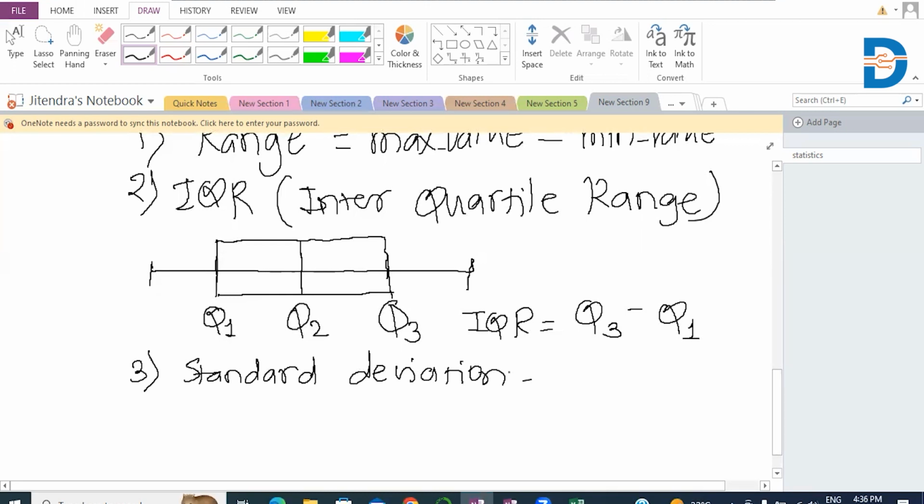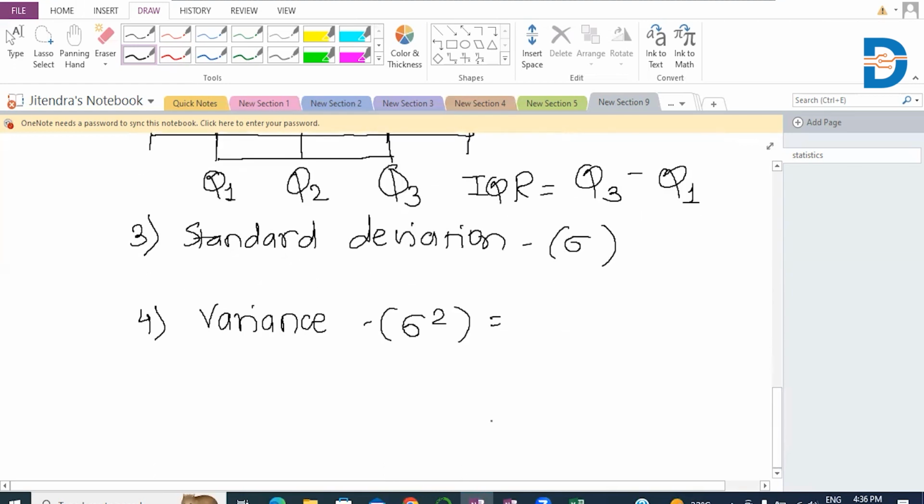Standard deviation is represented by sigma. And we calculate standard deviation using the variance value. What is the variance? Variance is represented by sigma square.